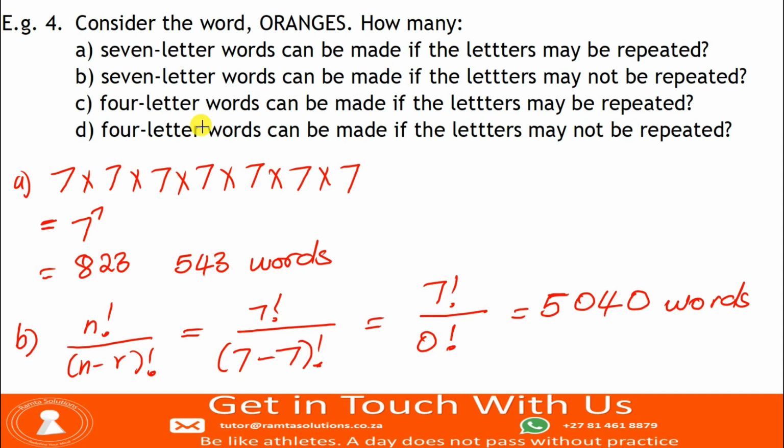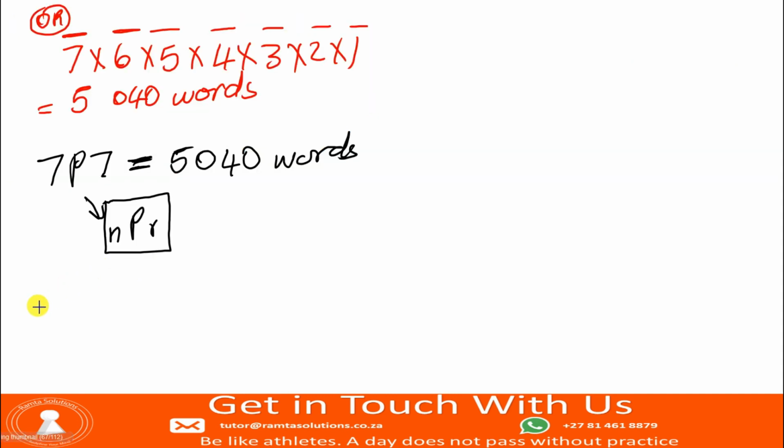Okay. Now, number C, 4-letter words that can be made if the letters may be repeated. It's okay. The letters may be repeated, right? So you have 1, 2, 3, 4. Okay? So for the first letter, you have 7 to choose from. For the second, you have 7 to choose from. For the third, you have 7 to choose from. For the fourth, you have 7 to choose from. So 7 times 7 times 7 times 7, right?